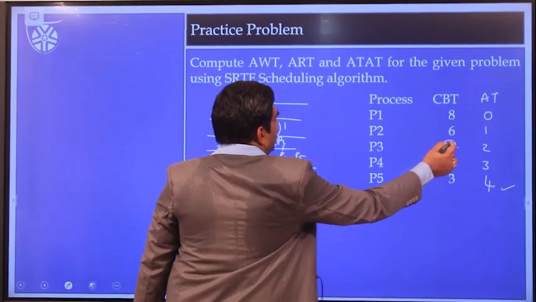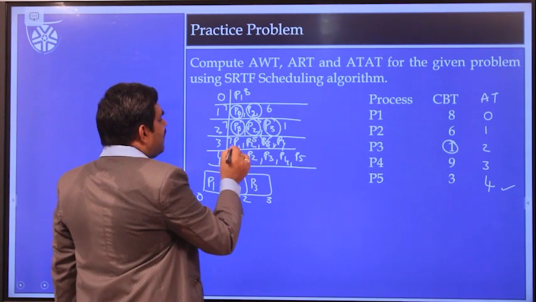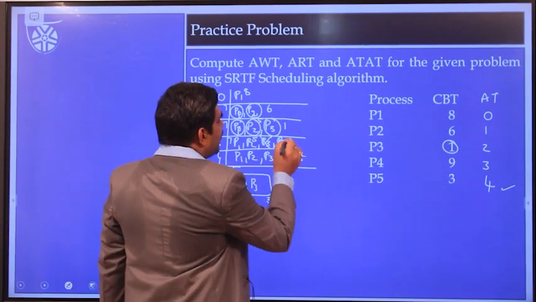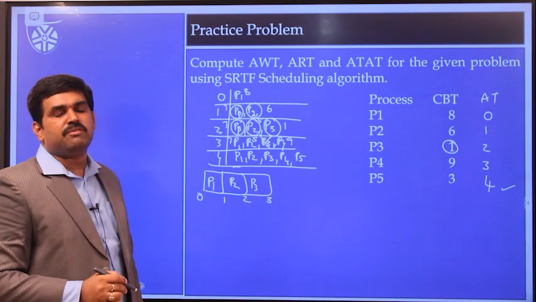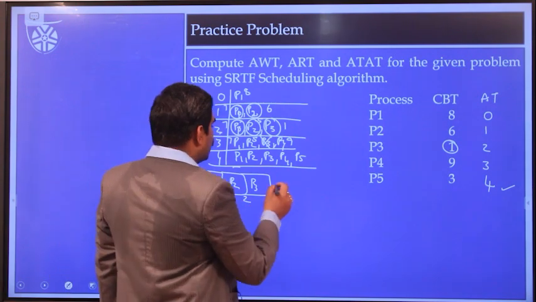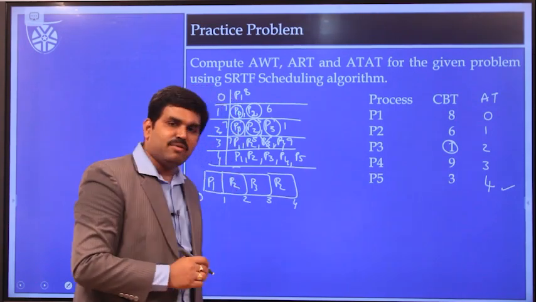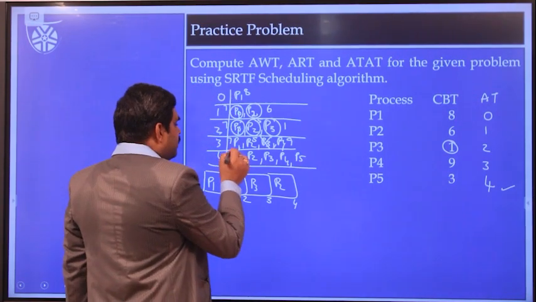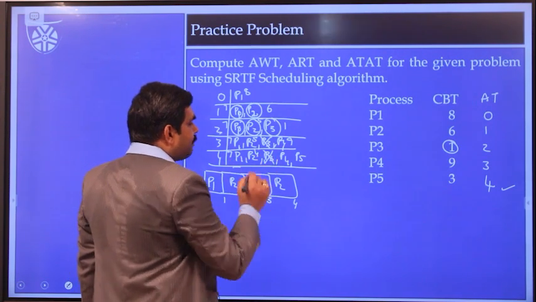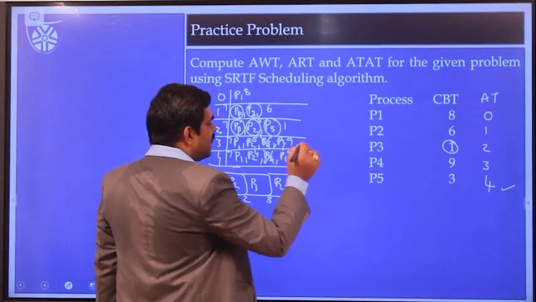Because it needs the CPU for only 1 second. So P3 has completed the execution. What about the required CPU burst times now? P1 needs the CPU for 7 seconds. P2 needs the CPU for 5 seconds. P4 needs the CPU for 9 seconds. Now, which of the processes has the lowest CPU burst time? That is P2. So P2 is going to get the CPU for 1 second. After that, what about the CPU burst times? 7 seconds for P1, 4 seconds for P2. P3 has already completed. What about P4? P4 needs the CPU for 9 seconds. What about P5? P5 needs 3 seconds.